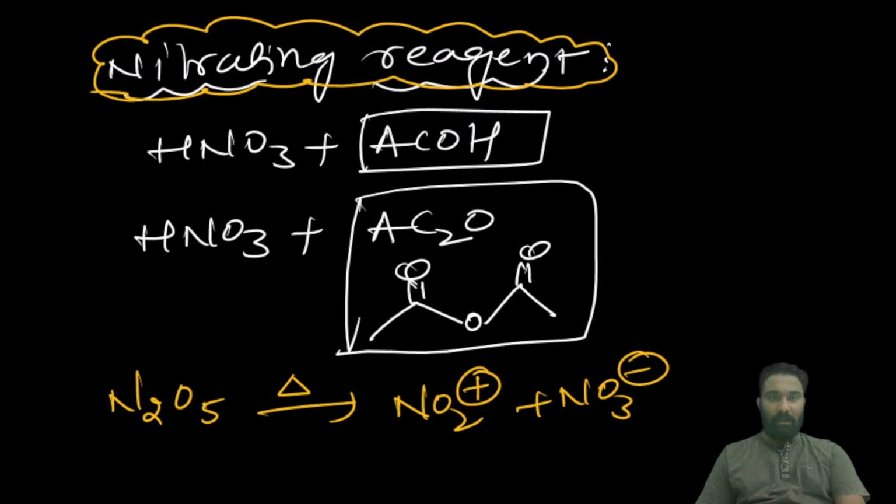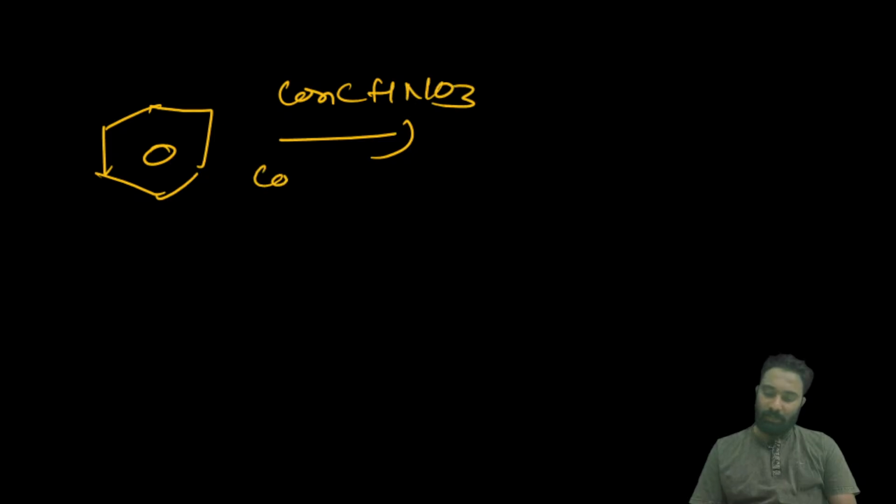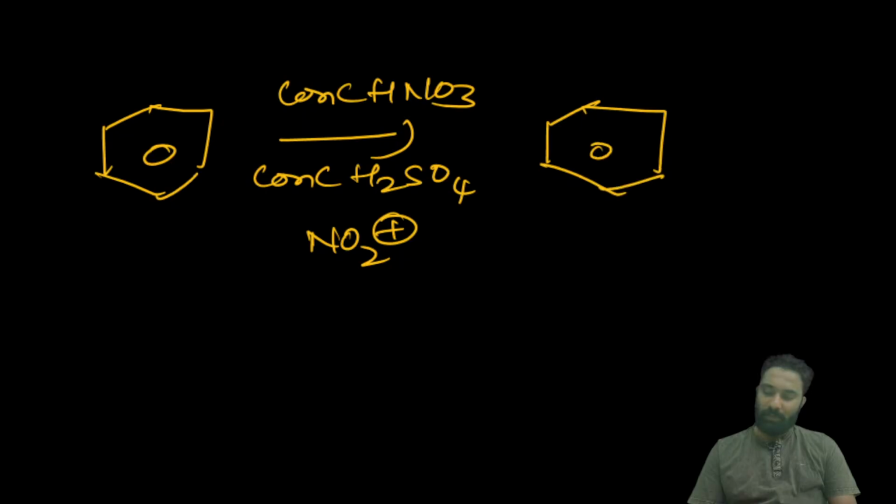Right. Now normally, if they have given benzene upon concentrated HNO3 and concentrated H2SO4, we know NO2 plus is an electrophile, and it will go and attack the benzene. This is NO2 plus. Done. Right.